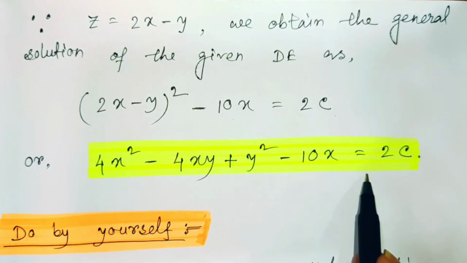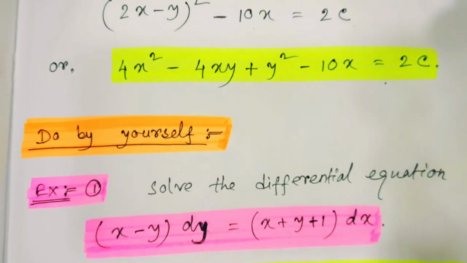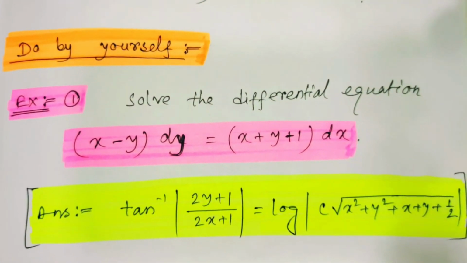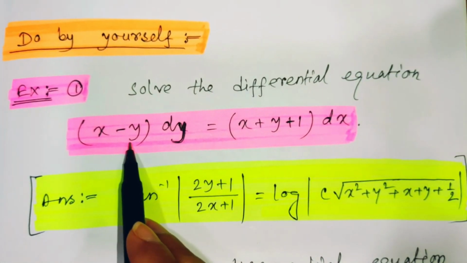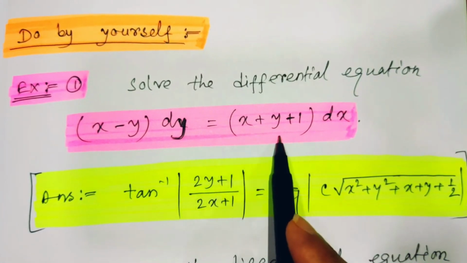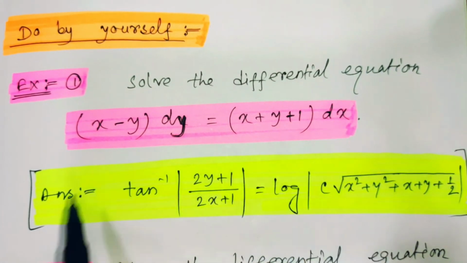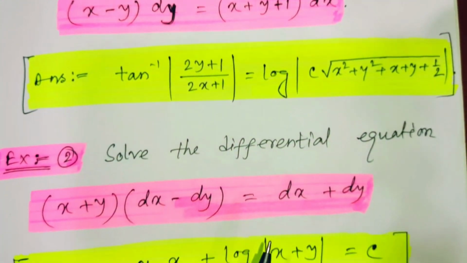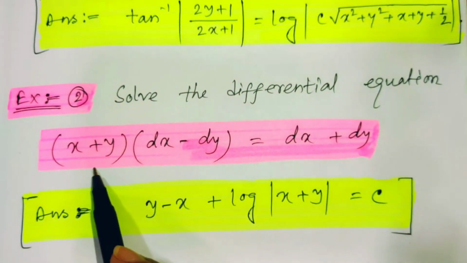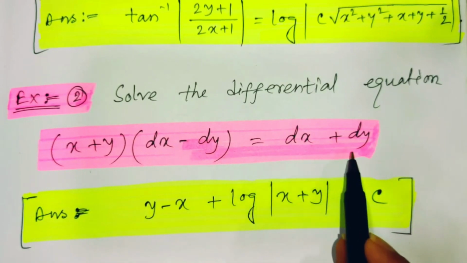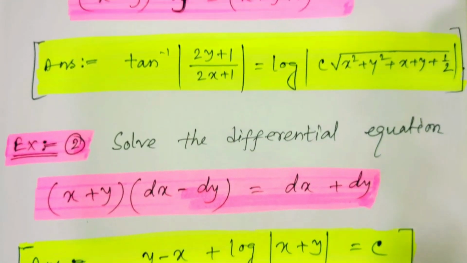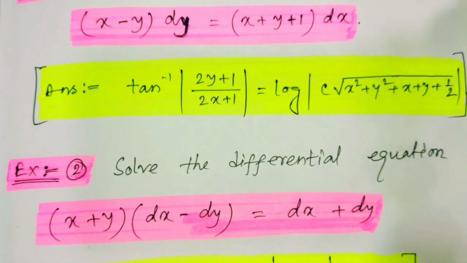Now there are two questions for you. These are do-it-yourself questions, and for your reference I am also giving you the answers so that you can verify by yourself. The first question for you is x minus y dy is equal to x plus y plus 1 dx. Its answer is this one. And one more question for you: x plus y dx minus dy is equal to dx plus dy. Solve these two differential equations by yourself and verify your answers which are given here.